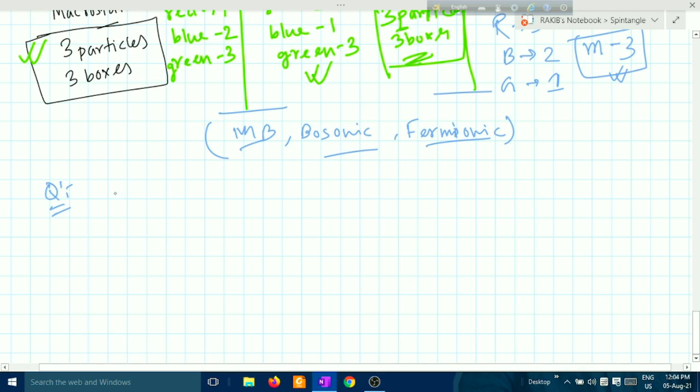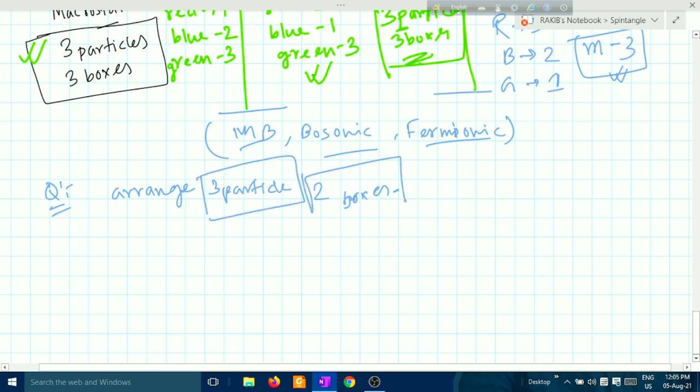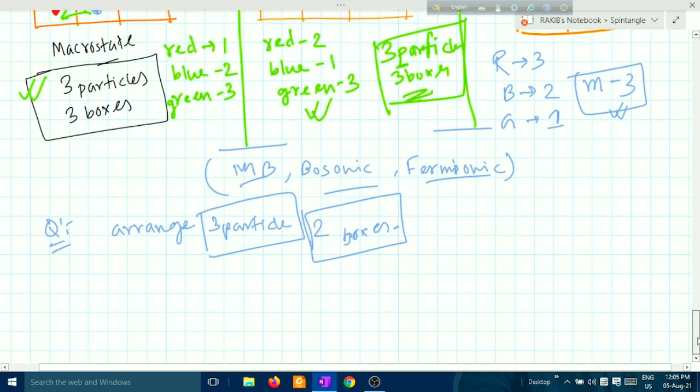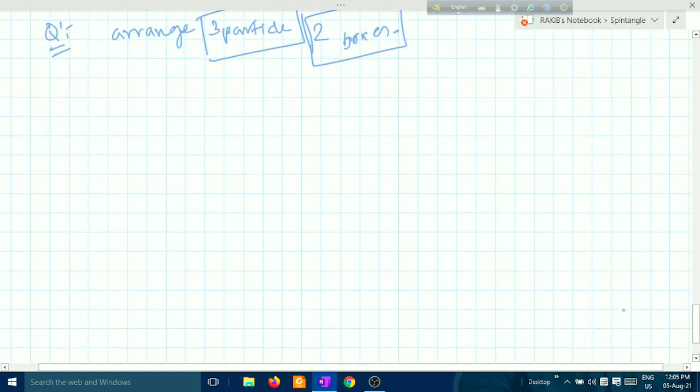You will be asked a question, say, to arrange 3 particles in two boxes. How many ways? In lecture 1 and 2 we covered probability, so I think you are not unfamiliar with probability distributions. Here it changes slightly: the 3 particles in 2 boxes will be distributed, so how many ways are there? It depends on whether the particles are distinguishable or indistinguishable. This was a type of question.